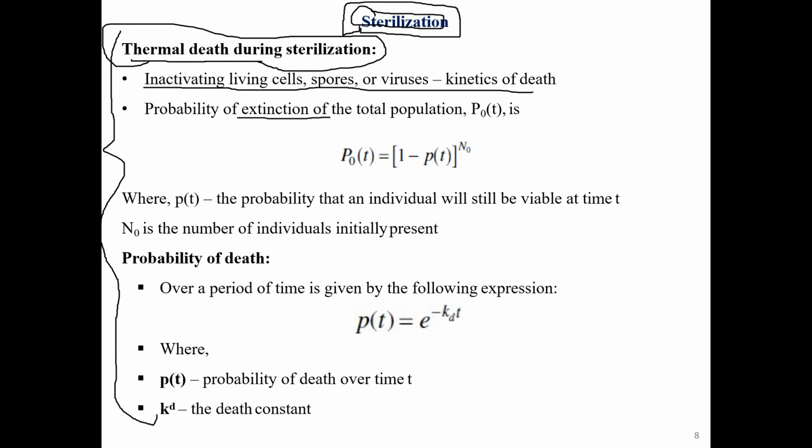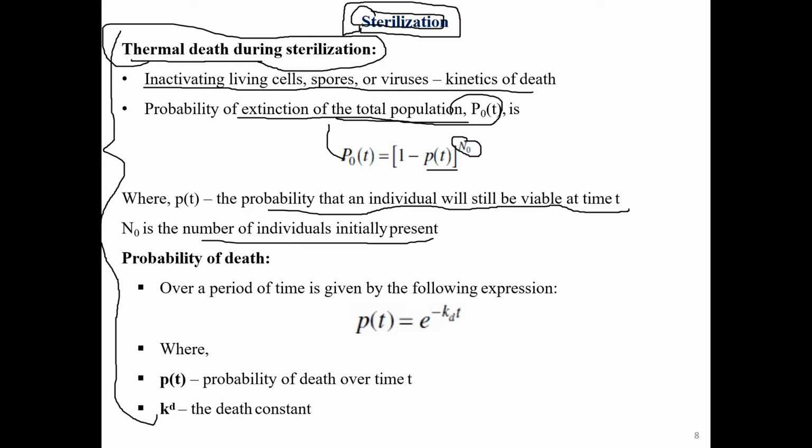And the probability of extinction of the total population, P0(T), is given by P0(T) equals (1 minus P(T)) to the power of n0. So P(T) is the probability that an individual will still be viable at time T, and n0 is the number of individuals initially present. So this entire term is the probability of extinction of the total population, which is given by P0(T).